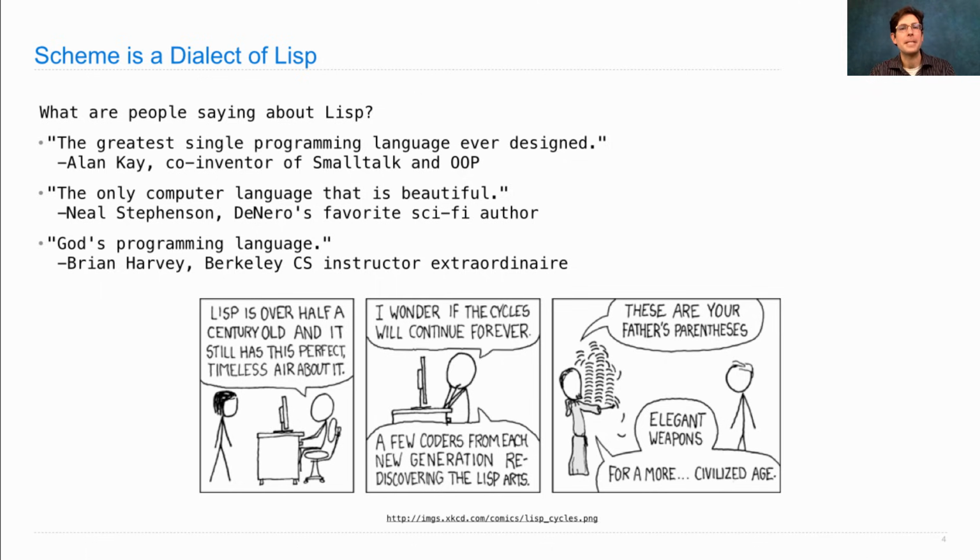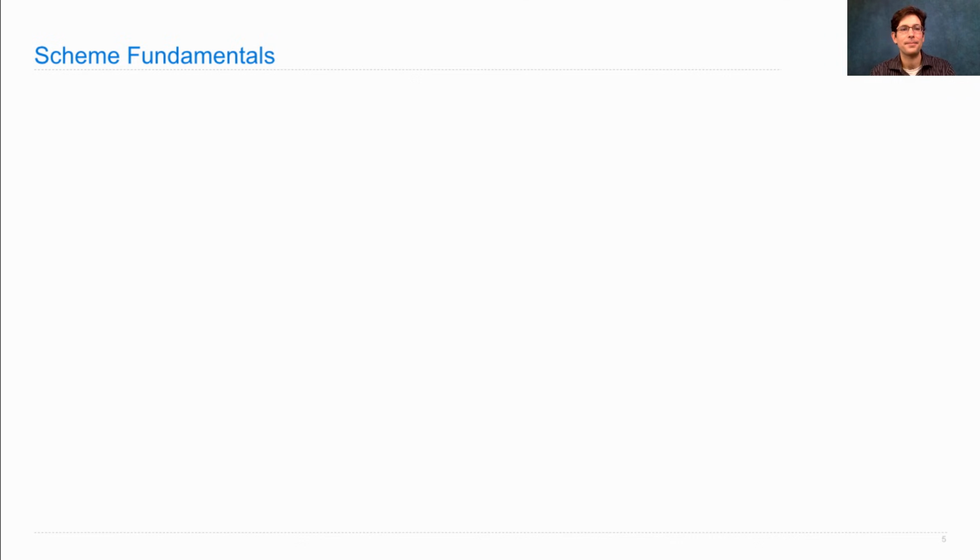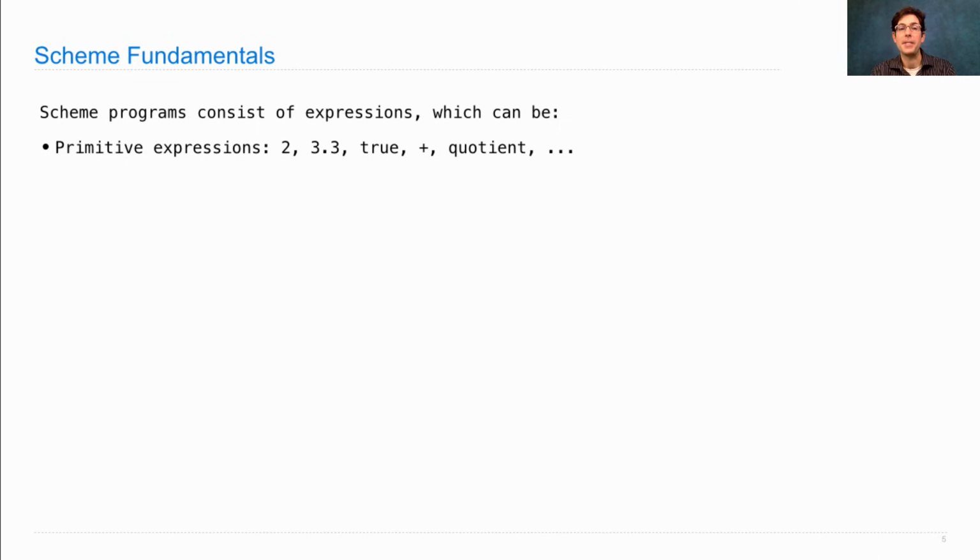The beauty of Lisp is its simplicity. The entire language can be learned in a day, and yet it can be used in order to build programs as complex as the ones we've seen throughout this course, or much more complex than that. Here are the fundamentals. Scheme programs consist of expressions, which can be primitive, such as 2 or 3.3, or true, or plus is a primitive expression, or quotient, which does division, etc.